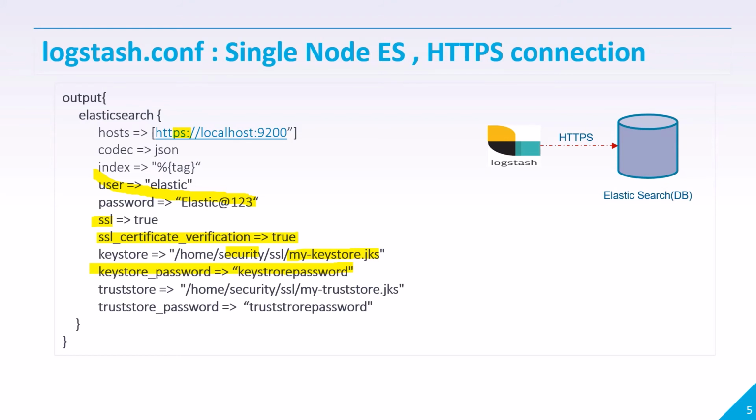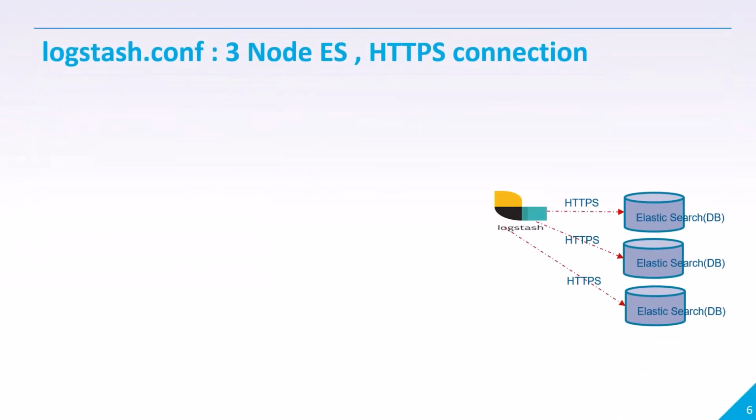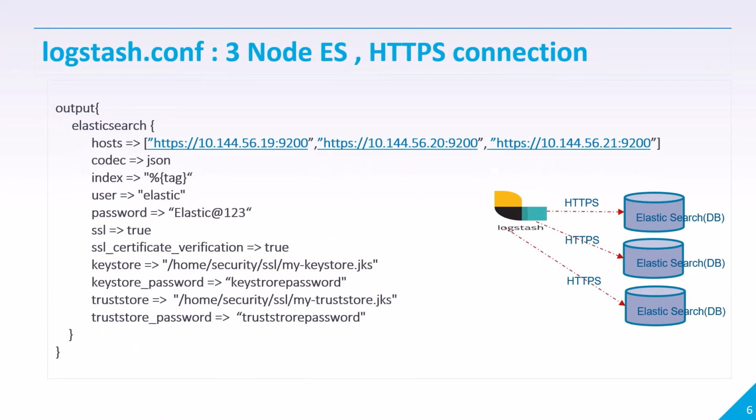Now we'll discuss the 3-node cluster with HTTPS connection. Here is the configuration. Most of the things are same as earlier, but here we provided three nodes for reliability. You can provide only 1 node as well, but let's say this one is down, and then the log can be sent to the second server and the third server respectively. Or you can put the round robin way.